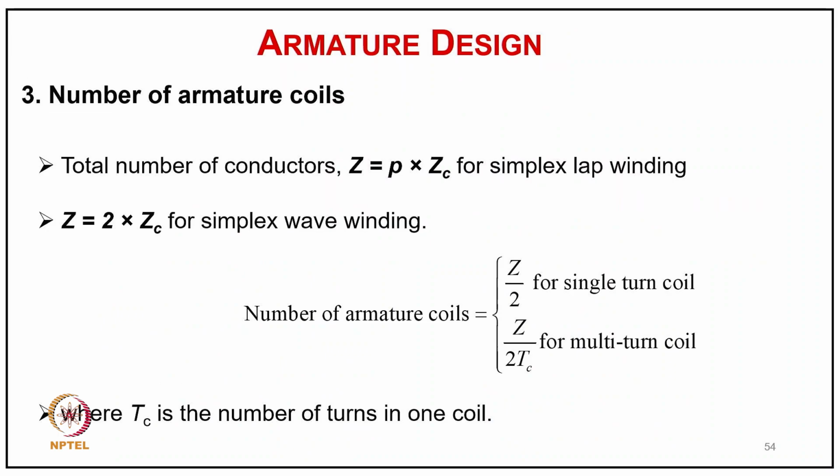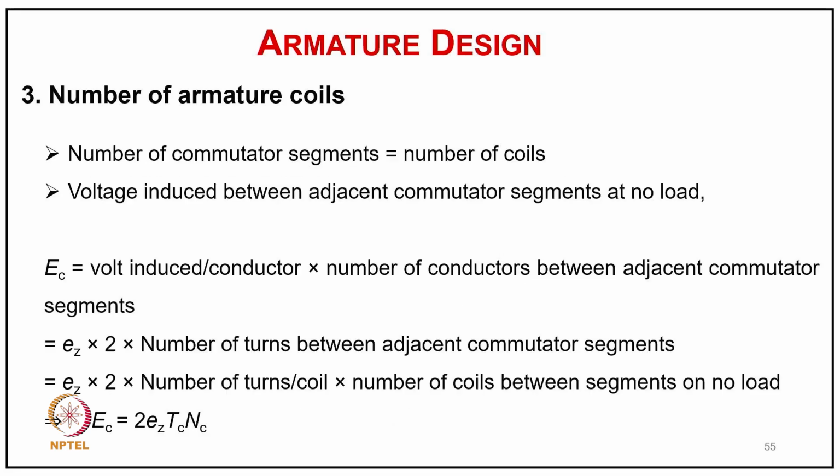Coming to the number of armature coils, the total number of armature conductors is Z equal to P into ZC for simplex lap winding, or Z equal to 2 into ZC for simplex wave winding. The number of armature coils will be Z by 2 for a single turn coil, and Z upon 2 TC for a multi-turn coil, where TC is the number of turns in one coil.